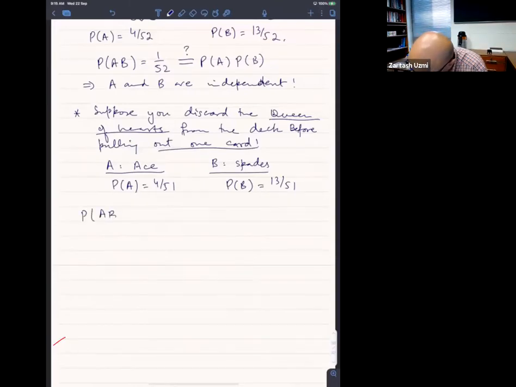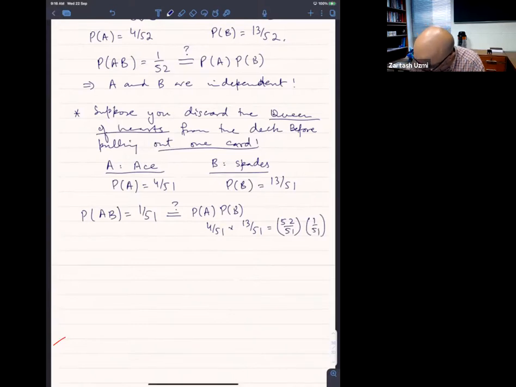What is the probability of A and B together? You have 51 cards, you pick one card, and it should be the ace of spades. It's only one card, so it is 1 out of 51. Now the question is, is this equal to probability of A times probability of B? Let's compute. This is 4 by 51 times 13 by 51, which equals 52 by 51 times 1 over 51.